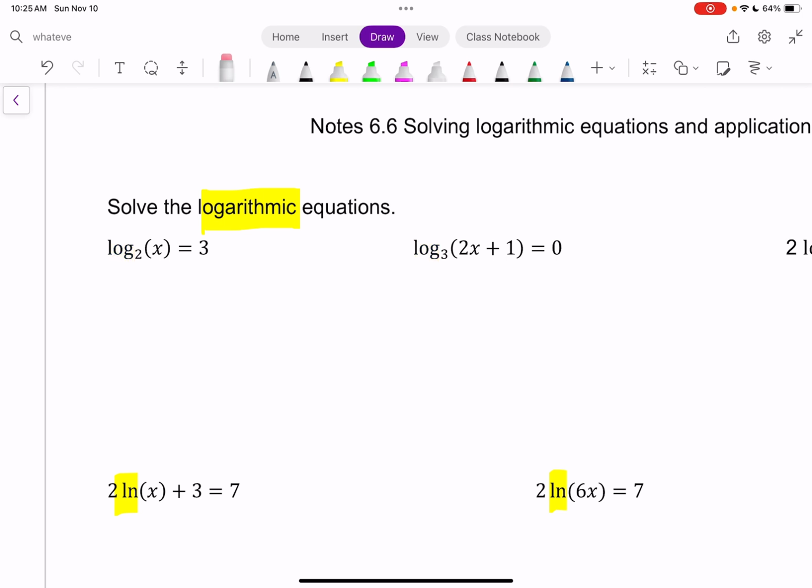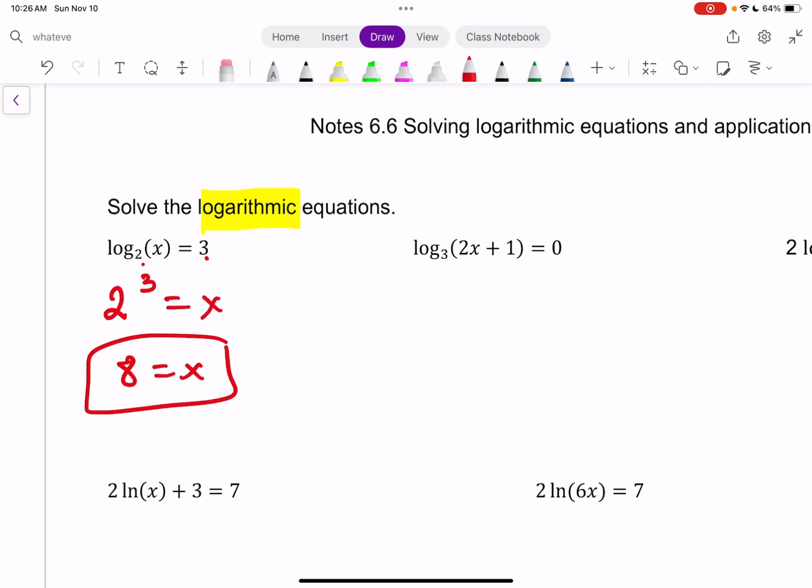All right, so same thing as we did with the exponential equations, we can just switch them from one form to the other. So we already know that if I switch this logarithmic expression to an exponential form as we practiced in 6.3, we keep the base, so the base of 2 to the power of 3 equals x. Oh, well, that's 8, and that's the x, and that's the end of the story. So let's do this again.